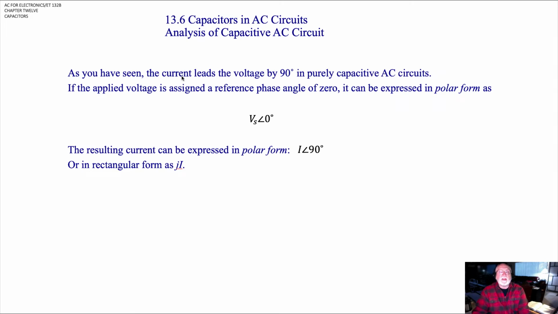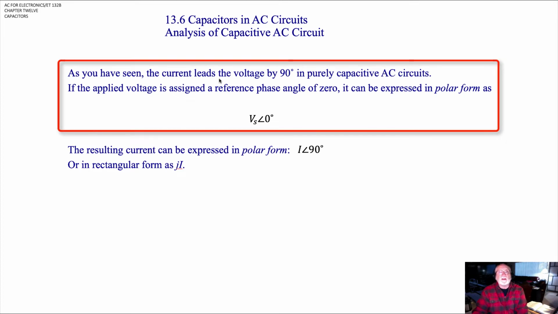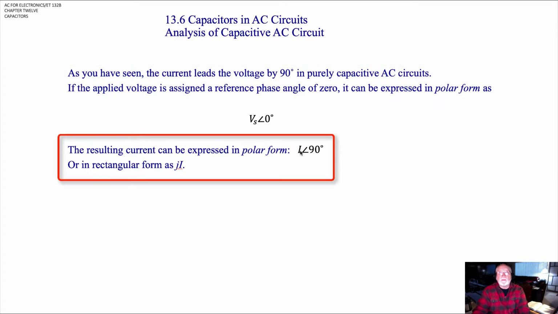As we've seen from the previous slides, the current leads the voltage by 90 degrees in a purely capacitive AC circuit. If the applied voltage is assigned as a reference phase angle of 0, it can also be expressed in polar form. This is the polar form of that relationship: V sub S, the source, at some angle 0. The resulting current can then be expressed in polar form the same way: current at an angle, in this case 90 degrees, because we know that the current leads by 90 degrees, or in rectangular form using the j operator.